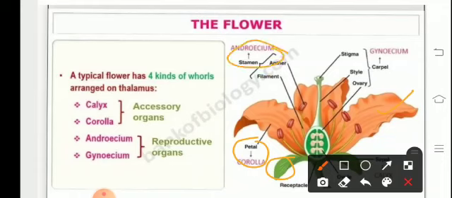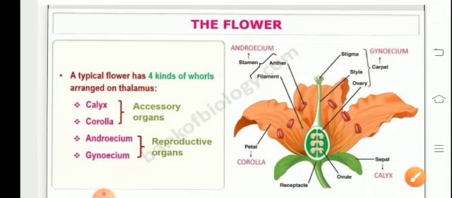Now the male part, that's the androecium. It comprises the anther and the filament. So this bulbous portion is the anther, and the stick-like part is the filament. The gynoecium comprises 3 parts: the stigma, style and ovary. The stigma is the sticky part where the pollen grains land. The style is the part through which the pollen tube will seek an entry into the female and fuse with the egg. The ovary is the part which will develop into fruit and the ovule will develop into seeds.